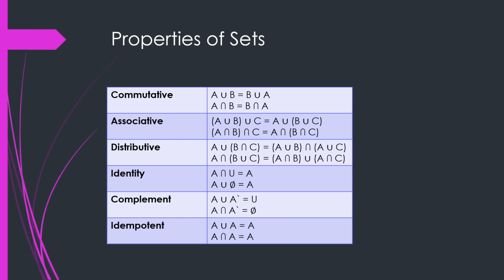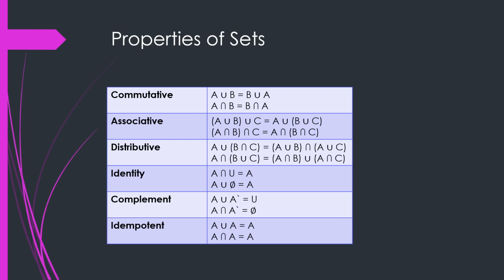If you're given 3 sets, we have the associative property, which states that no matter how we move our parentheses around, when we're dealing with the same set operations, it's not going to affect what that result is. So the union of A and B and C is the same as saying the union of A and the union of B and C. Same thing with intersections.